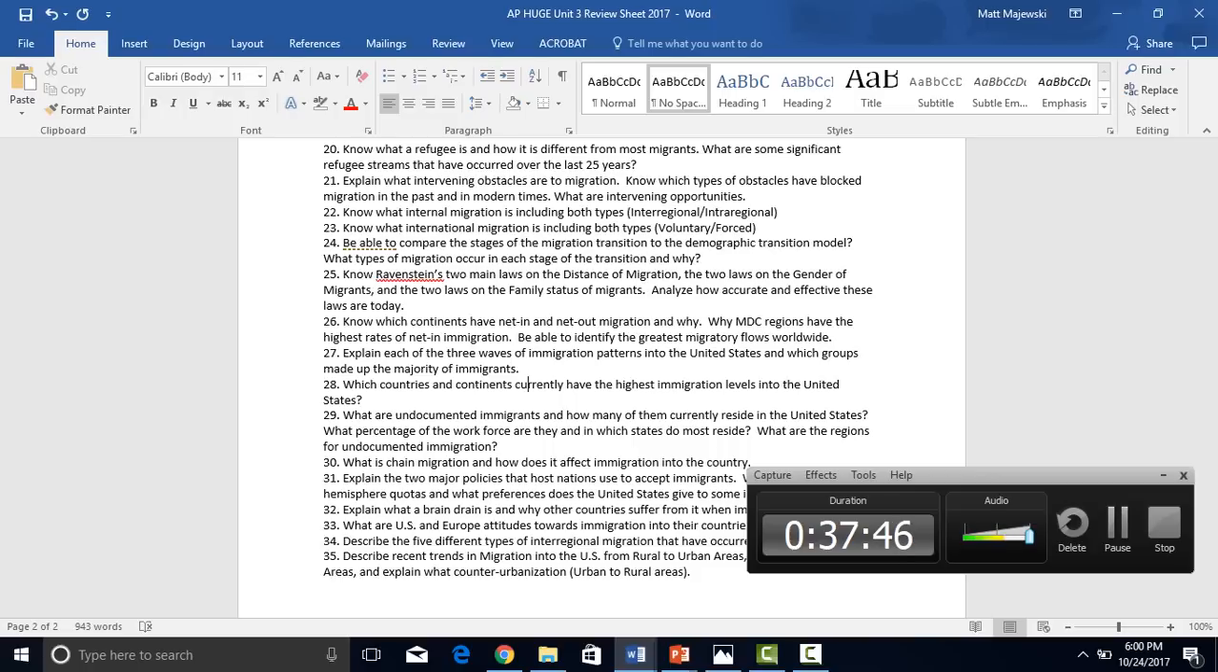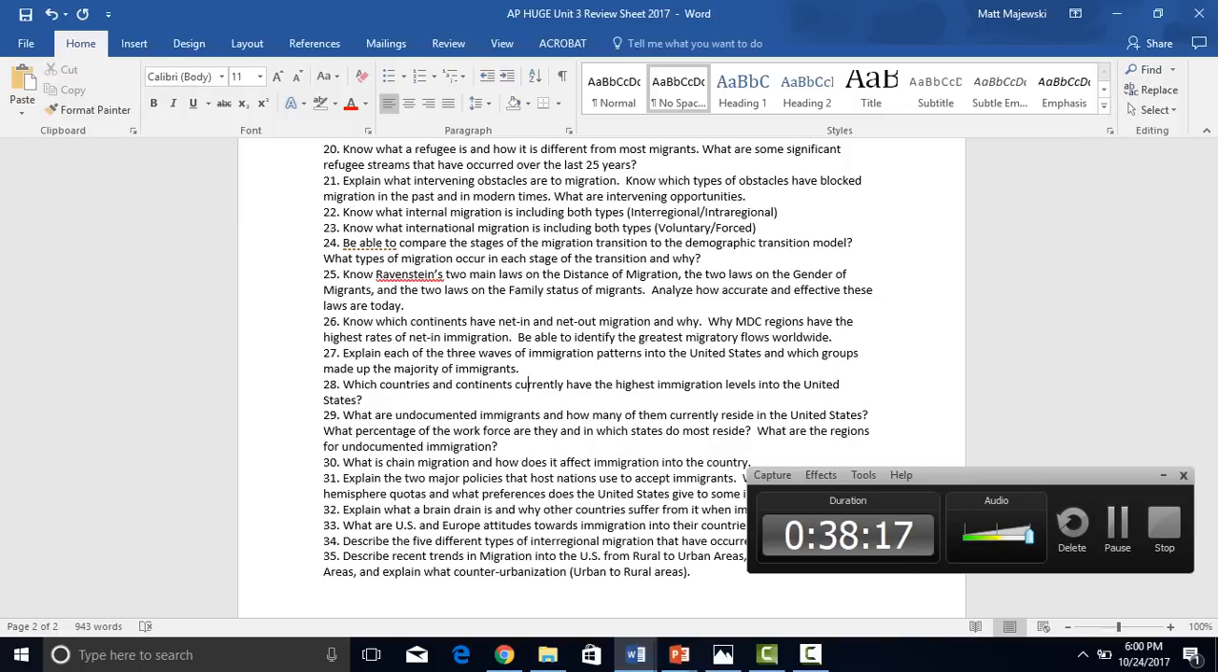Which states do most of them reside in? California, Texas, Florida, Illinois, New York. Notice those are states that are right on the borders or have large, massive cities that will attract more migrants to them. What are the regions for undocumented immigration? I'm not even totally sure what I mean by that question.